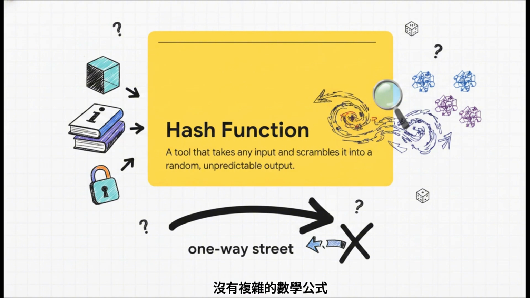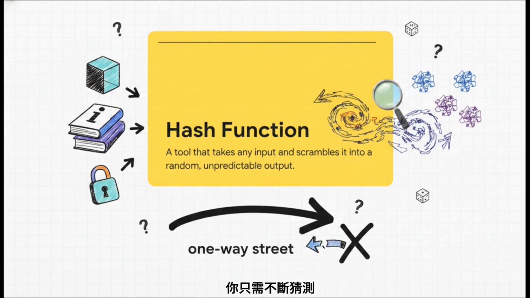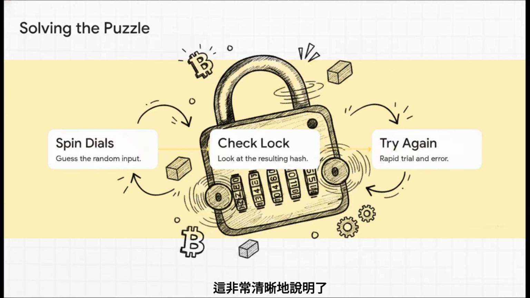There are absolutely no complex math equations to reverse engineer here. None. If you want to find an input that gives you a specific output, you literally just have to keep guessing different inputs until you get lucky. And this brilliantly illustrates exactly what that process feels like.